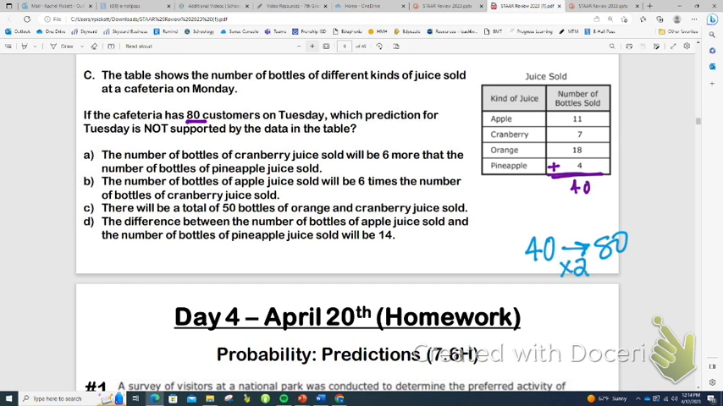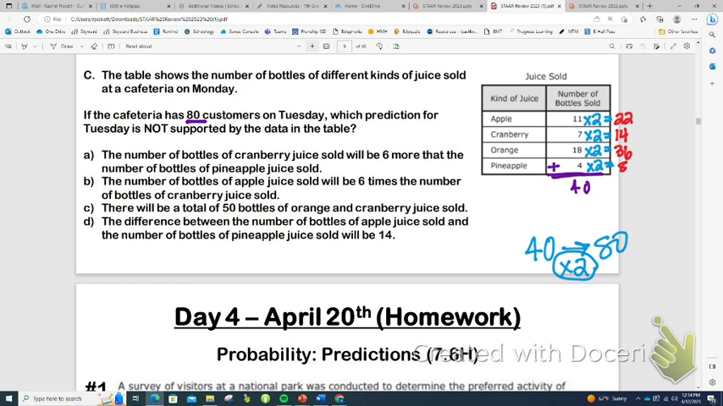Well, you could multiply by 2, which means if we wanted to predict how many of each type of juice was sold on Tuesday, which had a total of 80, all we would have to do is multiply those options by 2. So let's go ahead and do that. For apple, we're going to do 11 times 2, which is equal to 22. For cranberry, we're going to do 7 times 2, which is equal to 14. For orange, we're going to do 18 times 2, which is equal to 36. And for pineapple, we're going to do 4 times 2, which is equal to 8.